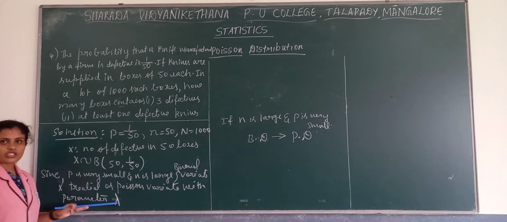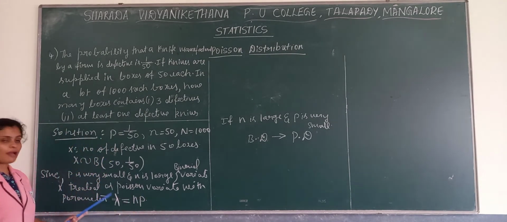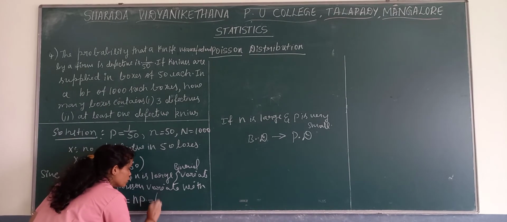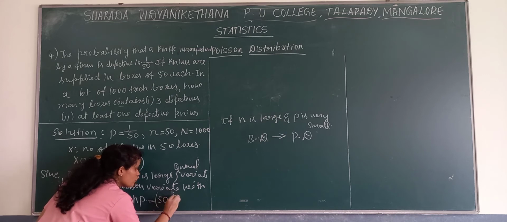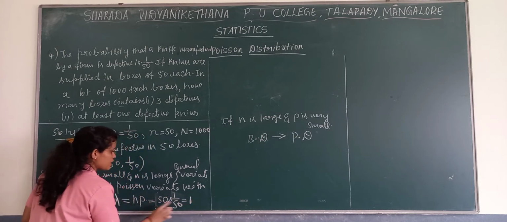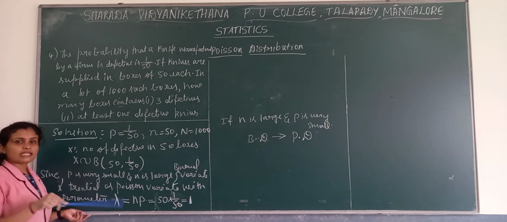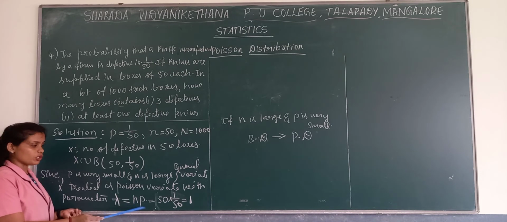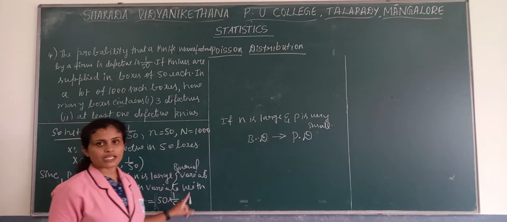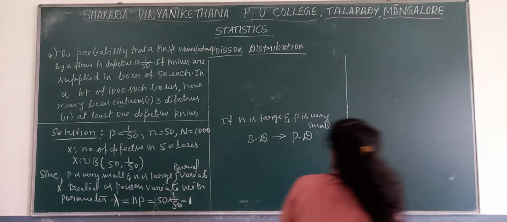Now, in Poisson distribution, mean is lambda. So lambda is equal to the mean of the binomial distribution. What is the mean? np. So lambda is equal to np. Now we have to find lambda. n is 50 and p is 1 by 50. When we multiply we get 1. So the value of lambda is 1. So lambda in Poisson distribution is equal to n into p in case of binomial distribution. Now we have to solve in case of Poisson distribution. Now solve the problem here.